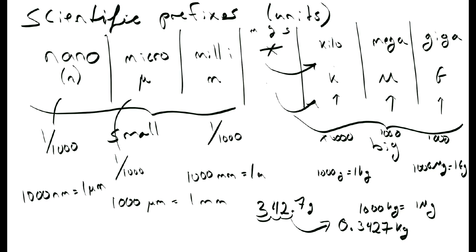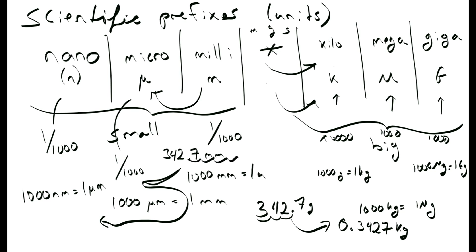Or you can move in the other direction. Say we're going from milli to micro. So 342.7 millimeters. I don't have much room, so we're pulling it to the left. How many nanometers is that? Well, you're going to the left 3, going left another 3. So you're pulling the number to the left, and the decimal place stays where it is. So 1, 2, 3, 4, 5, 6. So it's 3, 4, 2, 7.